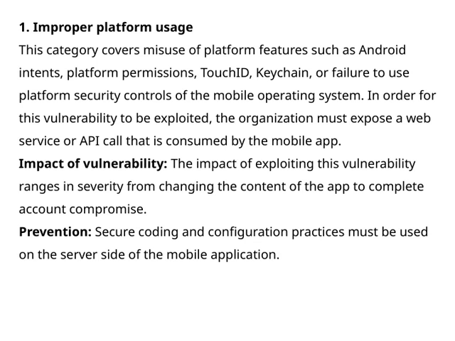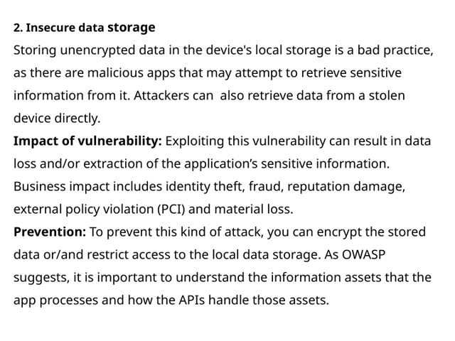But in more severe cases, it could lead to a full account compromise, where an attacker gains complete control over a user's account. So, how do we prevent this? The key is to adopt secure coding and configuration practices on the server side. That means ensuring all interactions between the app and backend services are secure, and that platform features are used correctly and safely. Remember, protecting these elements is crucial to maintaining the overall security posture of the mobile environment and safeguarding user data. Let's talk about insecure data storage.